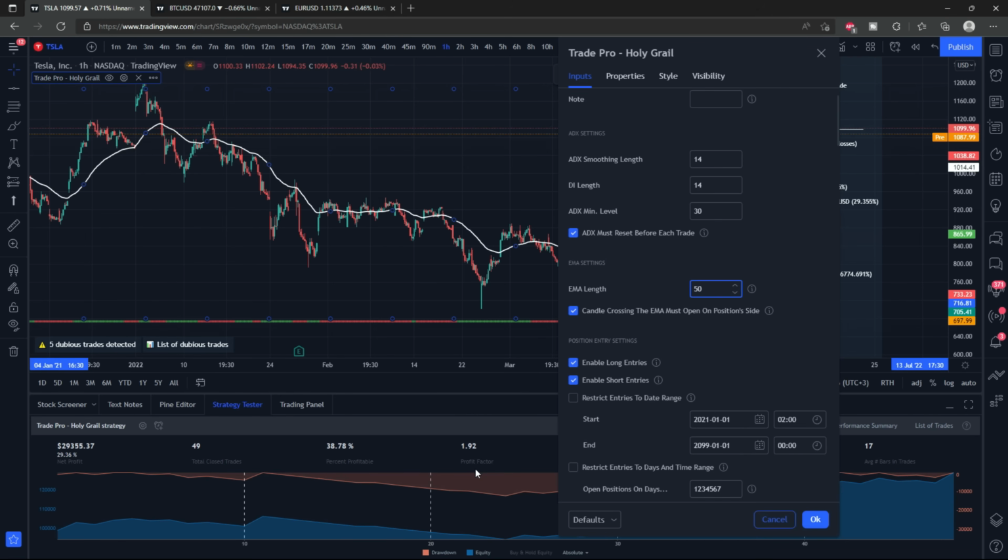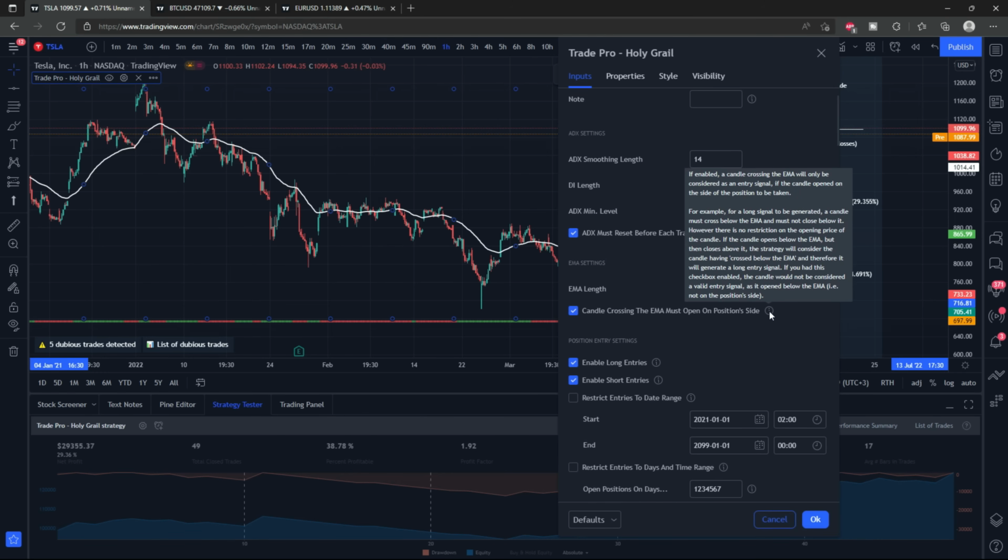So you can see profit factor went quite a bit up, but percent profitable went down, much fewer trades, so much less net profit. So we'll just go back to 20, which is the standard. And of course, you can play around with that. Another thing with that is that you have the checkbox here: candle crossing the EMA must open on position side, and we can kind of read that here.